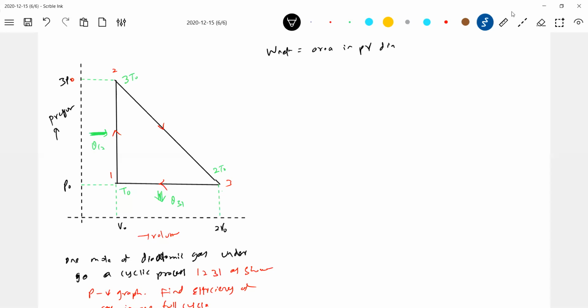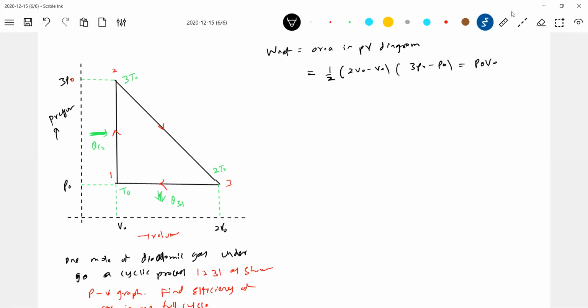Area in the PV diagram: the area of the triangle is half into base 2 V naught minus V naught, into height 3 P naught minus P naught. So this is P naught V naught. Positive or negative? Anybody? It is a clockwise cyclic process, so net work done will be positive. Somehow, if we can calculate Q positive, the problem is solved.